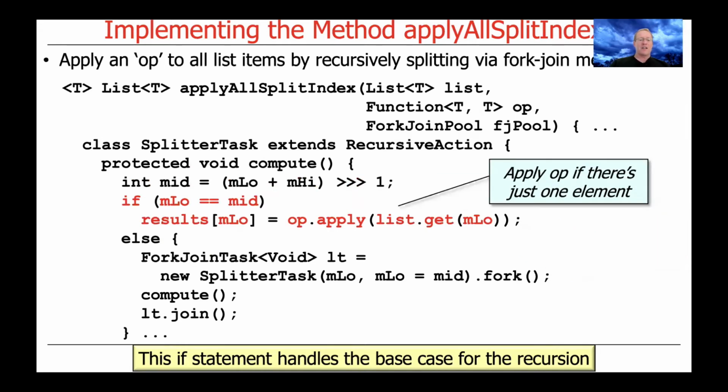And if low equals mid, then that means we basically have a single element to work with, in which case we go ahead and get that element from the list using the get method and the mlow index. We apply the function op in order to compute the value, and then we store that in results sub mlow. So that's how we do it. That's the base case for the recursion.